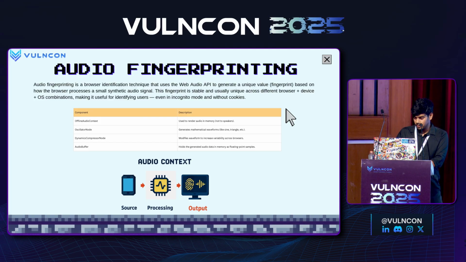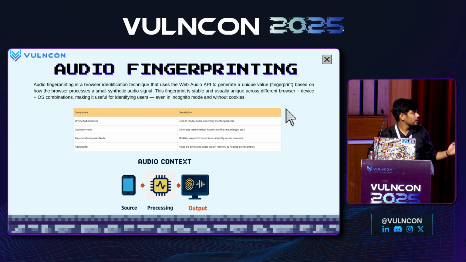We'll start off with a demo. So this is a demo of the audio fingerprint. We are generating a test tone using the offline audio context. This doesn't necessarily play sounds in your speakers, but rather uses mathematical functions to generate an oscillator wave using sine and wave functions. And then we use a dynamic compressor node. What it basically does is highlight the differences in how your browser processes audio, and these inconsistencies are mainly used to fingerprint you.